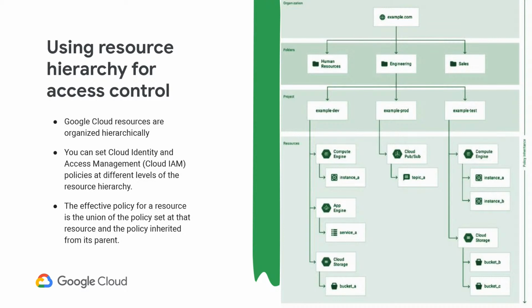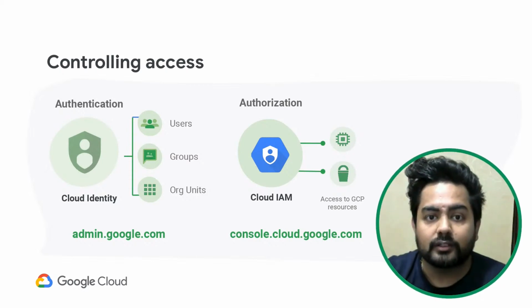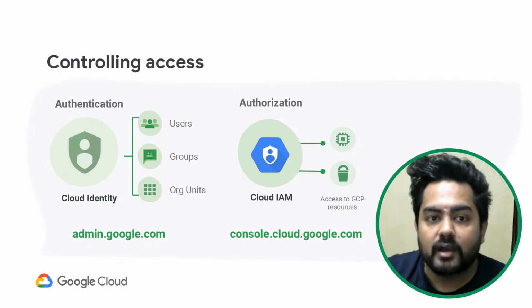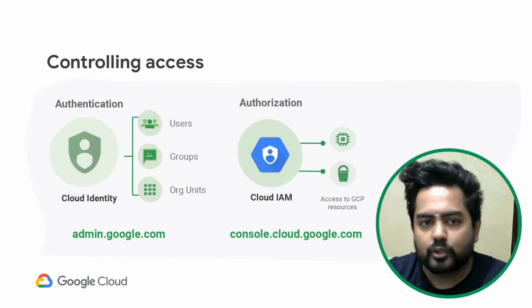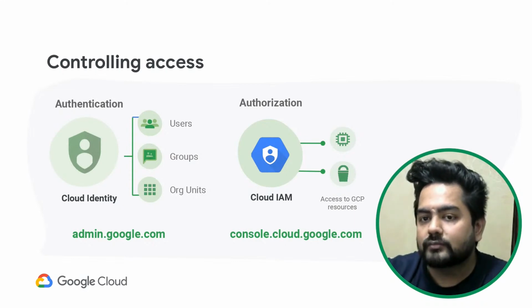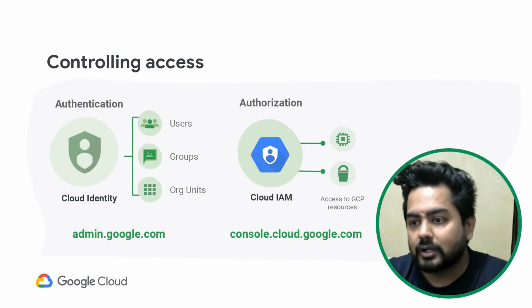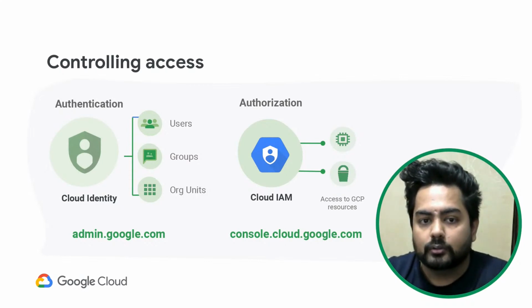Then we have authentication. Remember we spoke about IAM before when we touched on cloud identity. What cloud identity does is handle the authentication for us. It identifies a user typically through some kind of verification, like a password and a key. Cloud identity is actually managed outside of Google Cloud Platform, in something called admin.google.com. It's like G Suite for that.